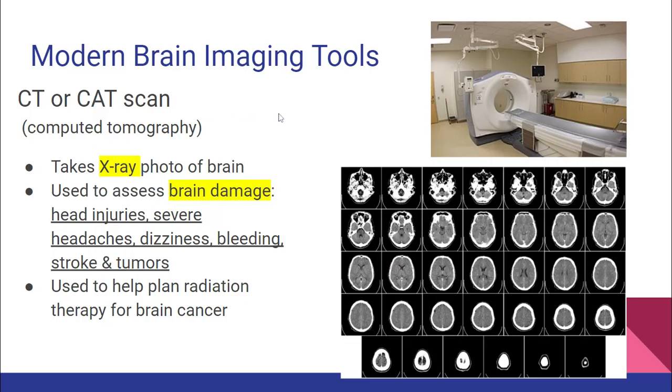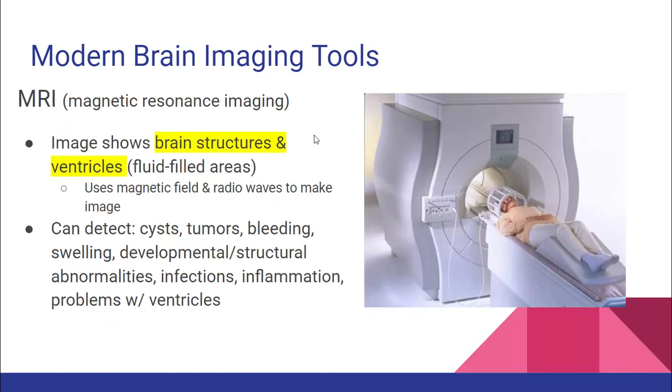Next, the CT or CAT scan, computed tomography. This is going to take X-ray photos of the brain. What this is mostly looking for is structural damage, brain damage, head injuries, major headaches, strokes, tumors, dizziness. All of these are things that the CAT scan can pick up on. It also helps when cancer patients are trying to create a plan for what to do and where to attack with radiation. A CT scan is used to set that up.